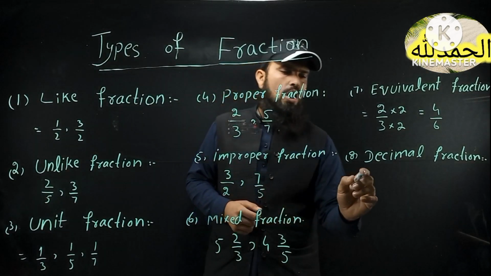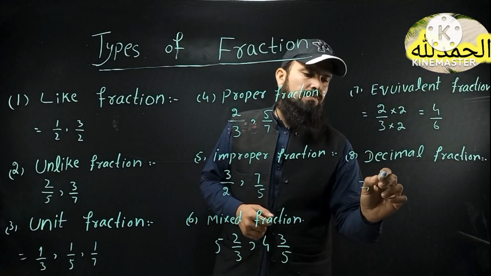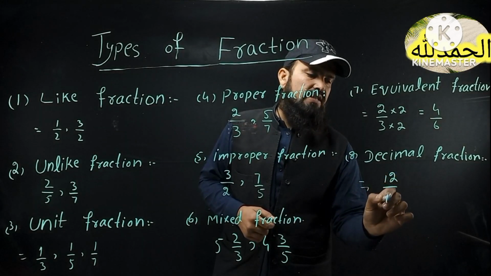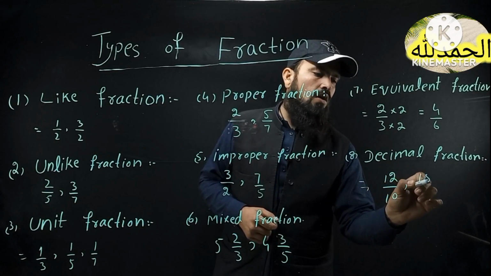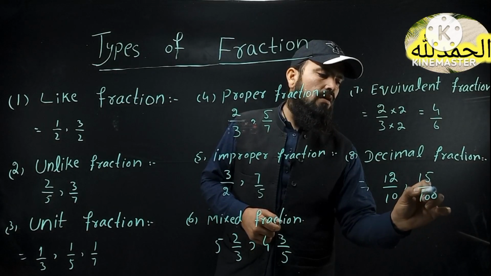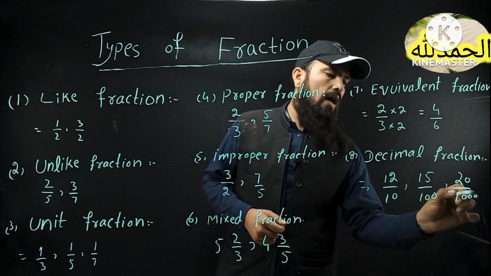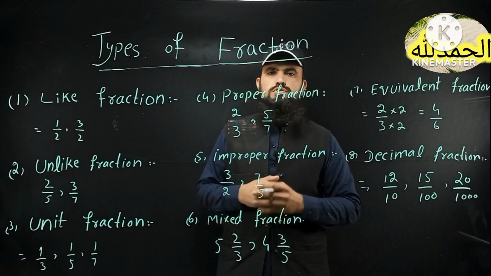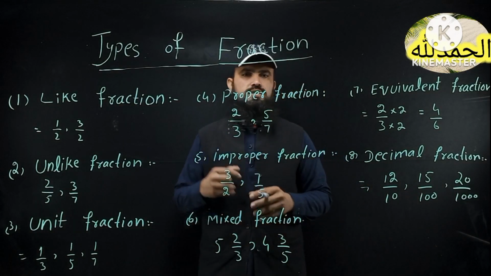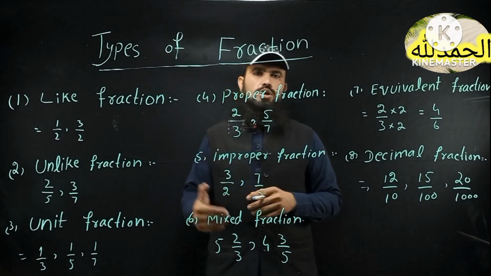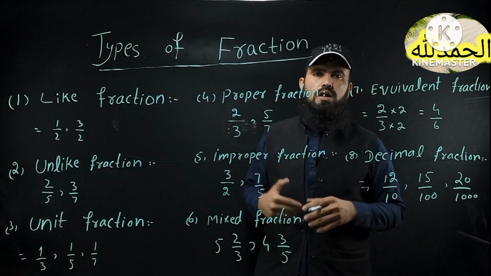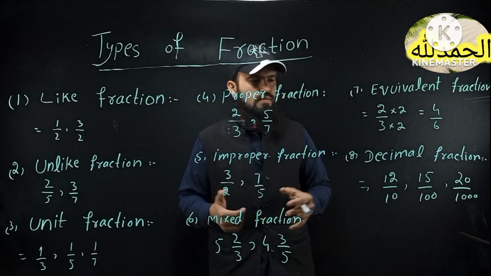Decimal fractions are those fractions whose denominators are 10, 100, 1000. Those fractions whose denominators are 10, 100, 1000, 10,000, 100,000, all those fractions are called decimal fractions.